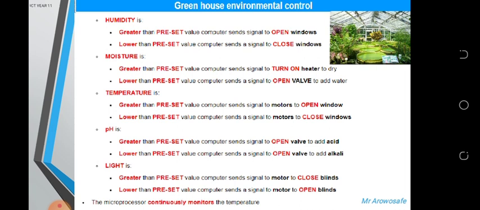So let's quickly move to light. If light is greater than preset value, computer sends signal to motor to close blind. Then if light is lower than preset value, computer sends a signal to motor to open blind. So at this stage, the microprocessor continuously monitors the temperature. I hope you are getting my message here. Yes. So now let's quickly move to the next slide.